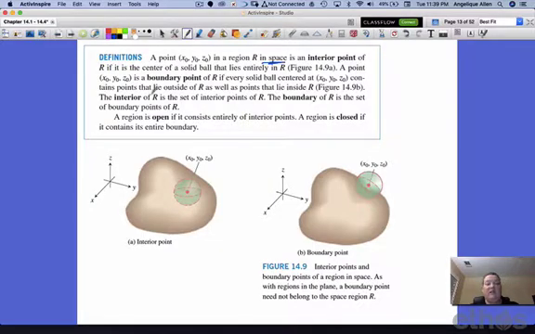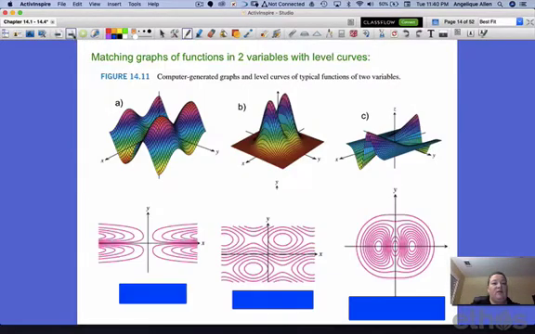So very similar definition as before, but raised up into space instead of limited to 2 dimensions. Again, they bring up that a region is open if it's just interior points, and closed if it contains its entire boundary. Okay, so very, very similar to before.